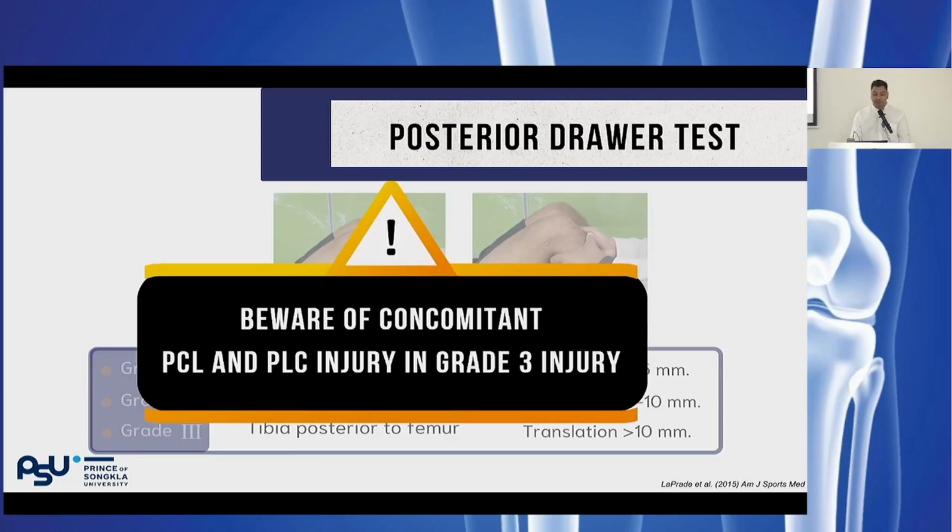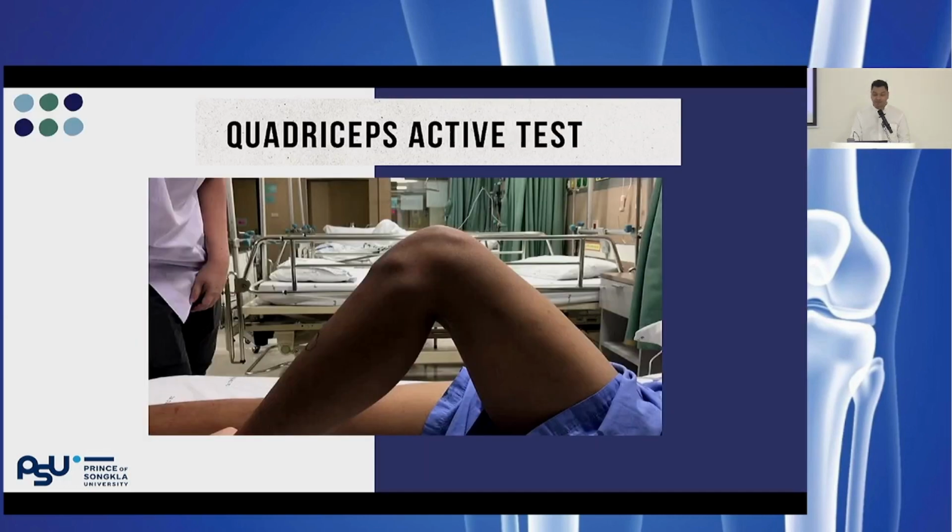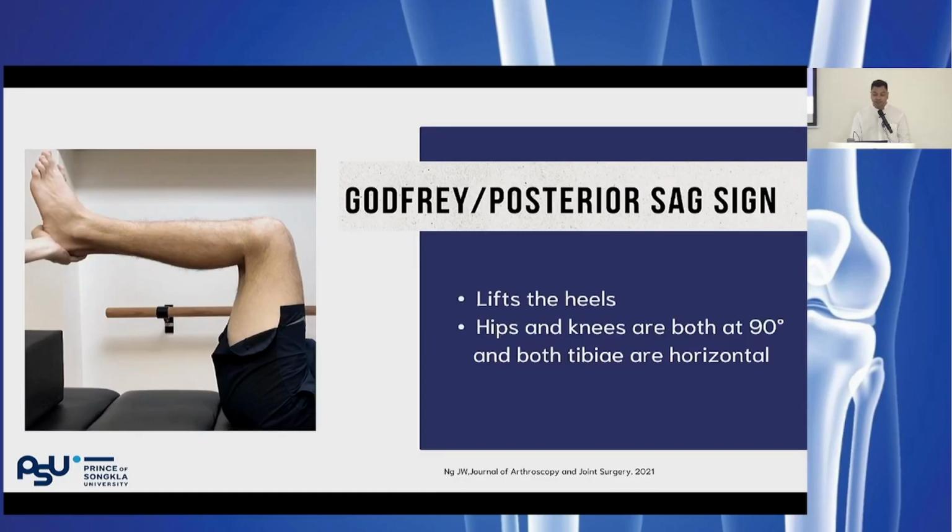Beware of concomitant PCL and PLC injury. Grade 3 always indicates a combined PCL and PLC injury. The quadriceps active test is a more specific test for PCL injury. The posterior sag sign is the most sensitive for PCL injury.